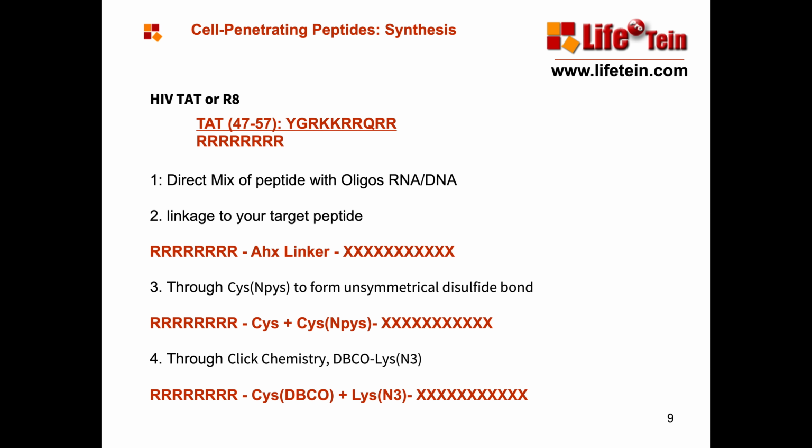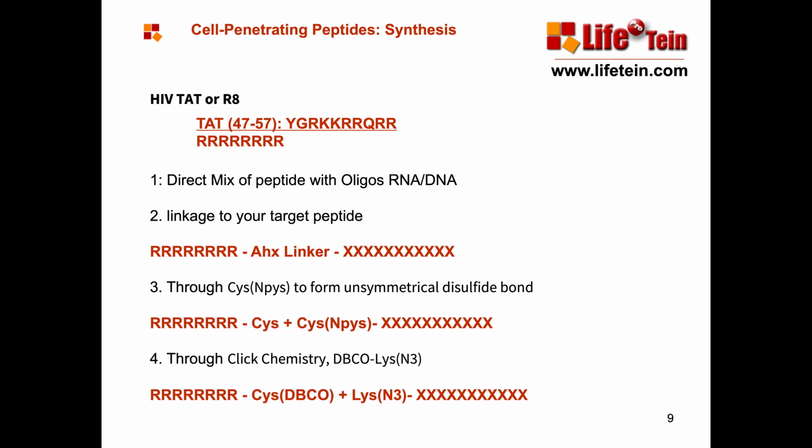On this slide, I will talk more about the peptide design. There are many ways to make the peptide permeable. In the case of DNA or RNA, you can simply mix the CPPs with oligos. Many transfection reagents are using this mechanism. Simply put, DNA is negatively charged and the peptide is positively charged. If you mix them together, they will form small micelles for cell penetration.